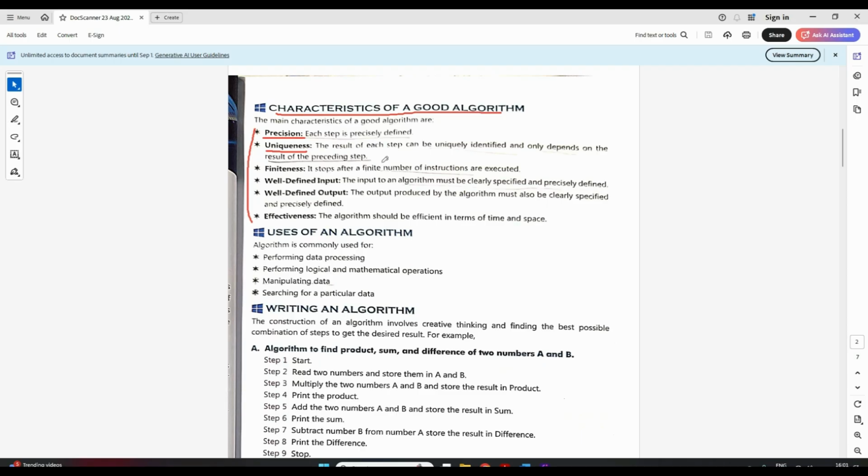Like when I mix that, the consistency of the dough should be firm. So each step needs to be defined with a certain uniqueness in it. Okay. Then we have finiteness. Now finiteness, what does that mean? So each step has to be finite. It should stop after a certain time. It should not go on and on in a loop, right?